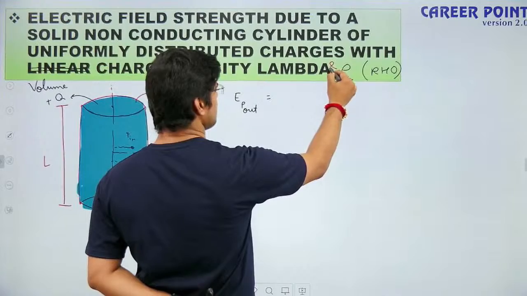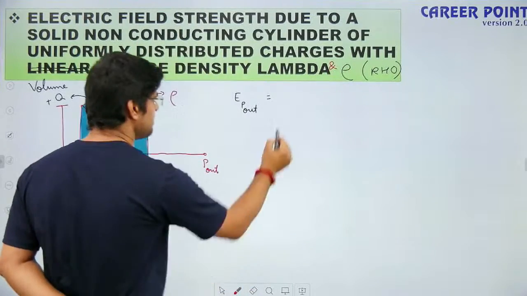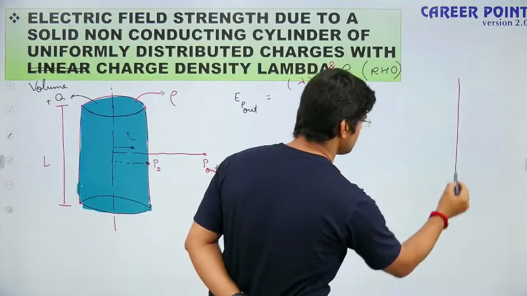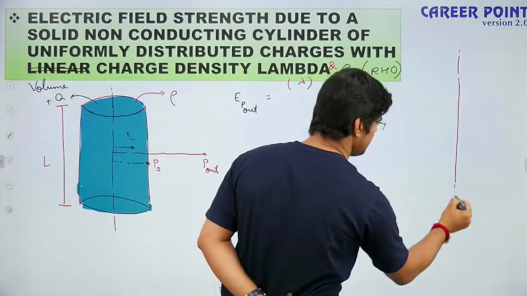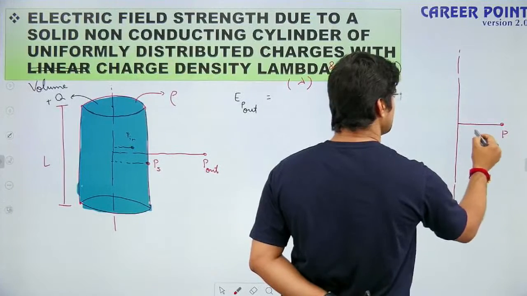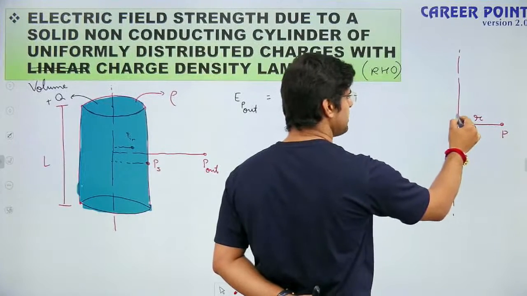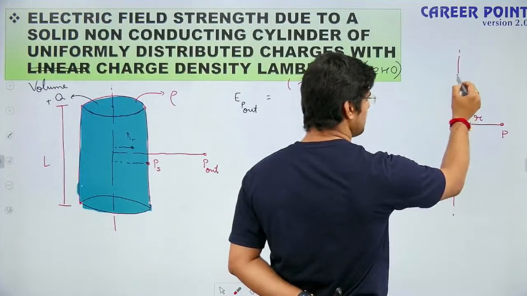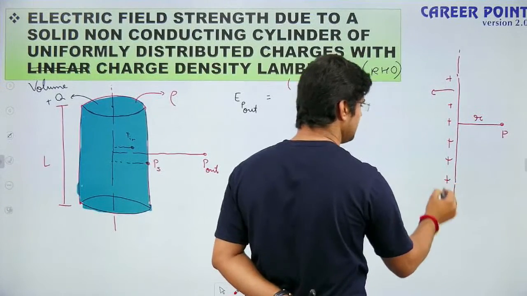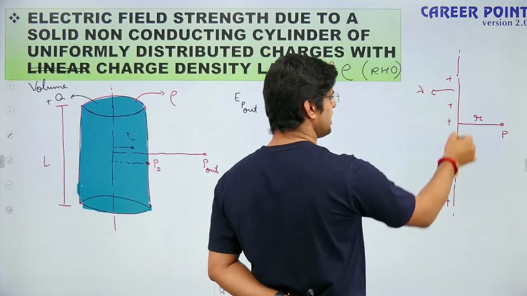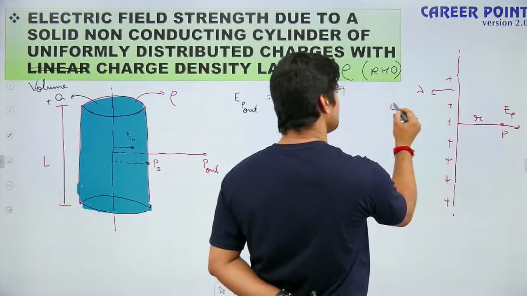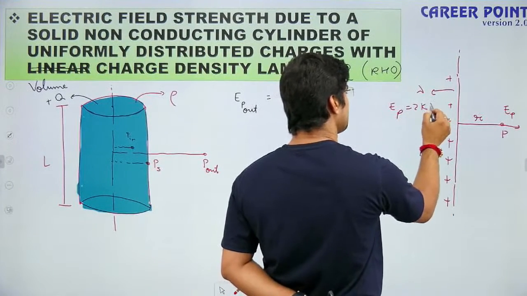I am writing here lambda, and this lambda also I am referring here. Why? Because I know that due to an infinite linear charge, the electric field at point P is given by, suppose this distance is r from the axis of the charged wire, then if this is charge per unit length lambda, the electric field at point P, EP, is given by 2k lambda by r.